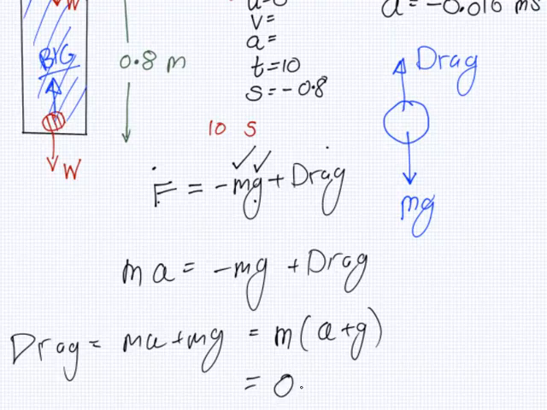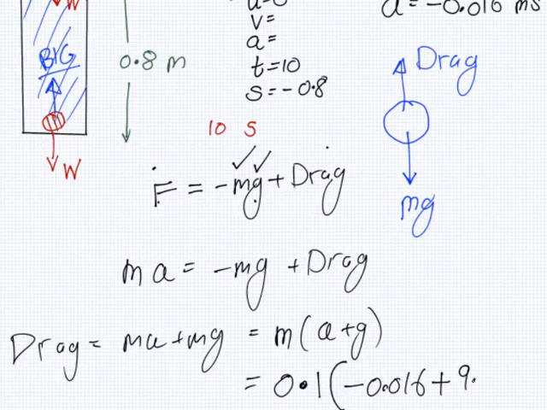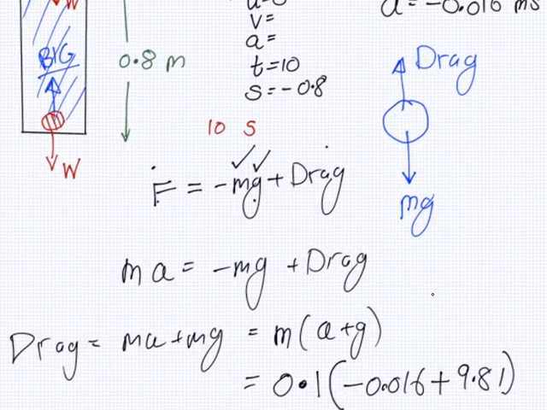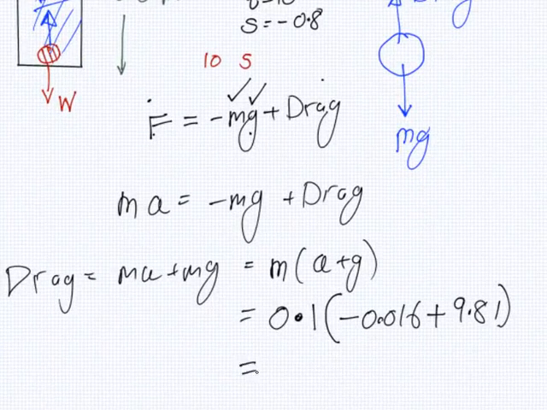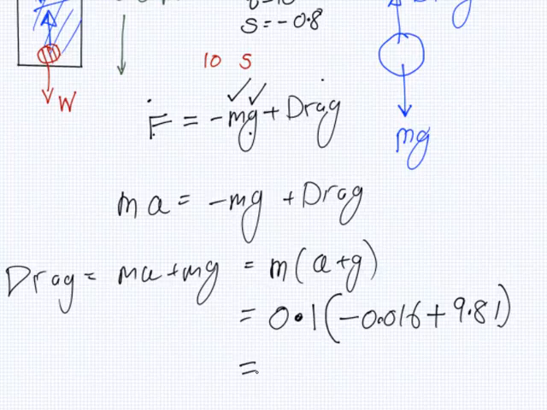Now what's the m? It's 100 grams, so 0.1 kilograms. What's the a? Minus 0.016. And the g? Plus 9.81. So we can work out the drag: 0.9794 newtons. Is that okay?